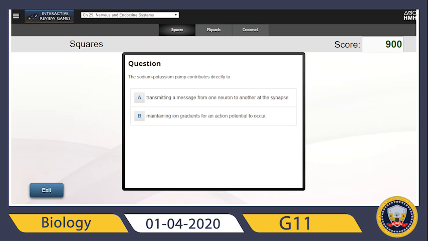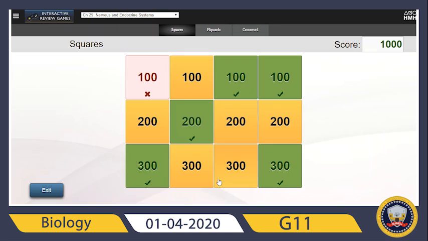One more question. The sodium-potassium pump contributes directly to transmitting a message from one neuron to another at the synapse, or maintaining ion gradients for an action potential to occur. Let's try B. So this is 1000 points, and I hope we reviewed enough.